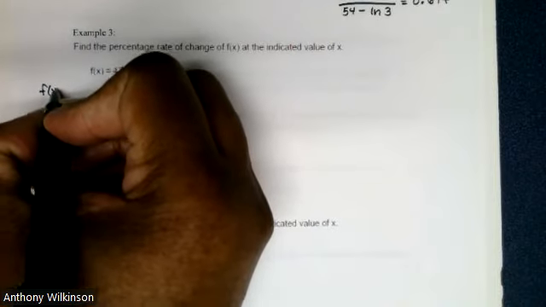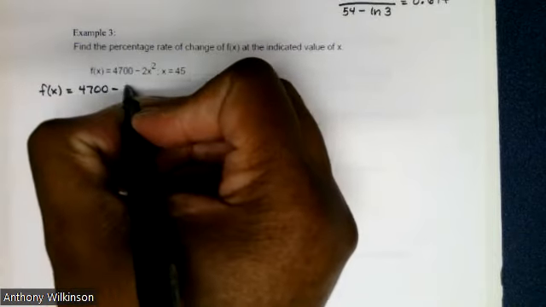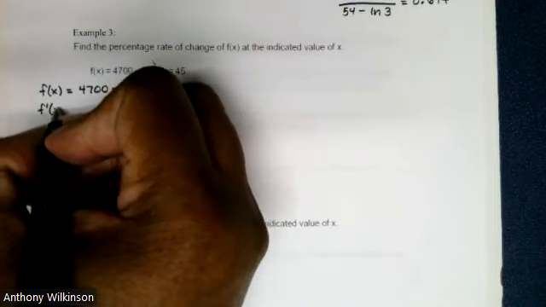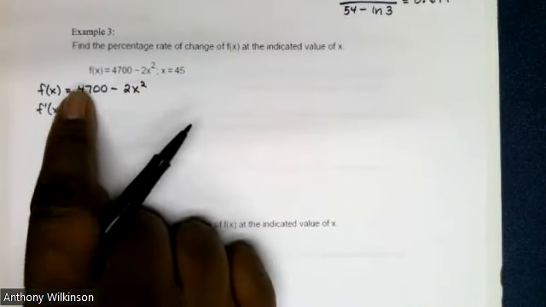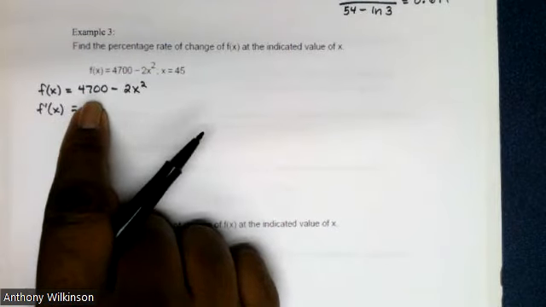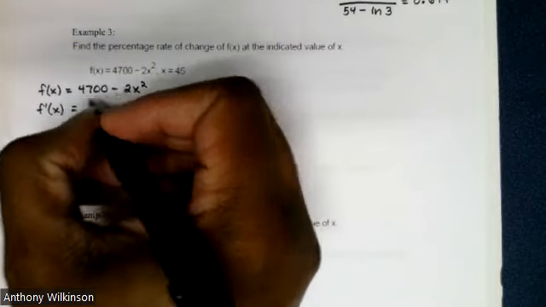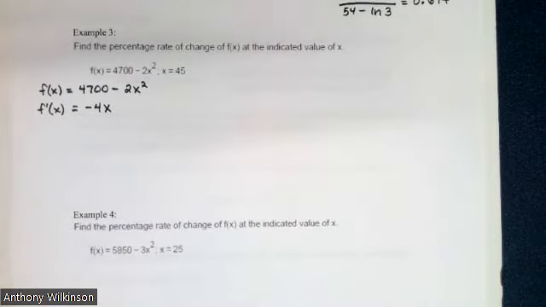Okay. So let me rewrite the function f of x. That's 4,700 minus 2x squared. And then f prime of x, we take the derivative of that. The derivative of 4,700 will be 0 because the derivative of a constant is 0. And therefore minus 2x squared. Bring the 2 down, multiply by the -2, you'll get -4. Copy over the x to the 1 less power. So f prime of x would just simply be -4x.